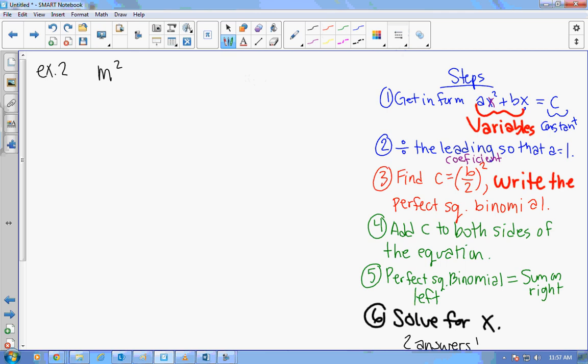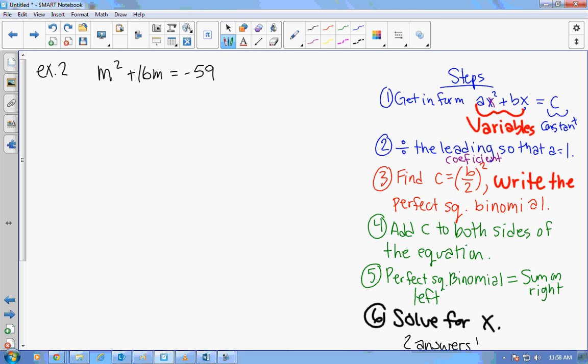M squared plus 16m equals negative 59. What? It's an M as in mother. M squared plus 16m minus 59. Same exact steps we've written down. First step is get it in the right form. Variables on one side, constants on the other.